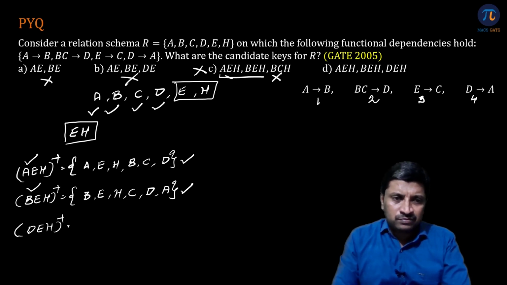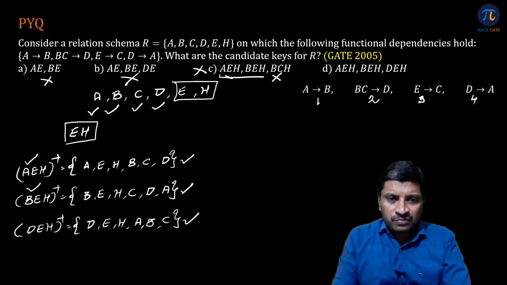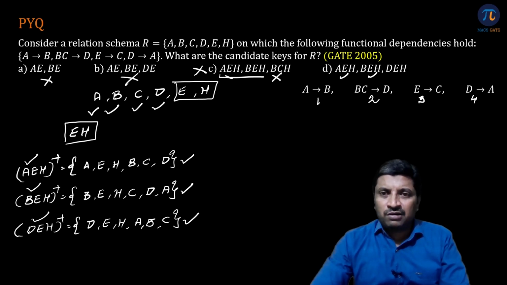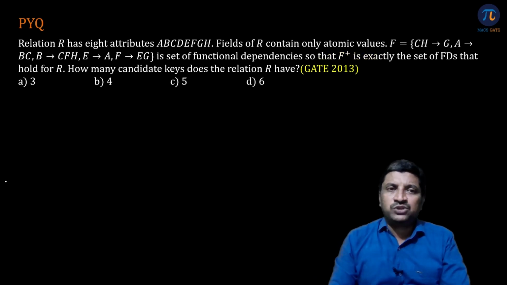DEH. With DEH, these are for sure. Then by using 4, we can get A. By using 1, we can get B. Now, by using 3, we can get C. We got all attributes. So this is also a candidate key. So option D, all the 3 are candidate keys. So this is our correct answer. Is that clear? The next question.